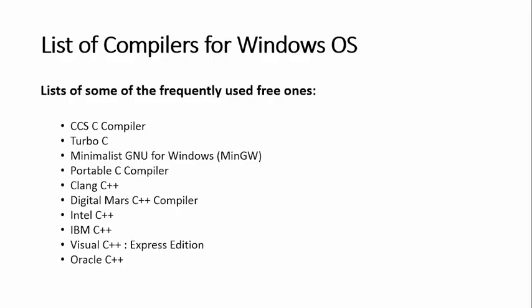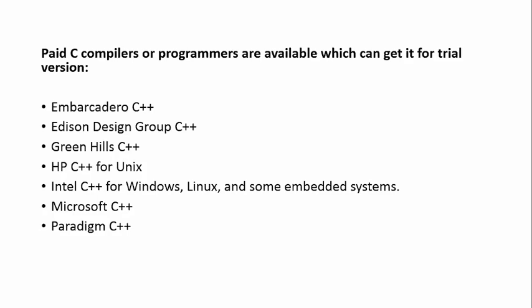These are the free C compilers, and there are also some paid C compilers available, which you can use for a certain period of time. That means a trial: within the trial period you can use them freely, but after that you have to pay. Some of them are Embed and Edison Design Group C++, Green Hills C++, HP C++ for Unix, Intel C++ for Windows, Microsoft C++, and Paradigm C++. These are some paid C compilers.